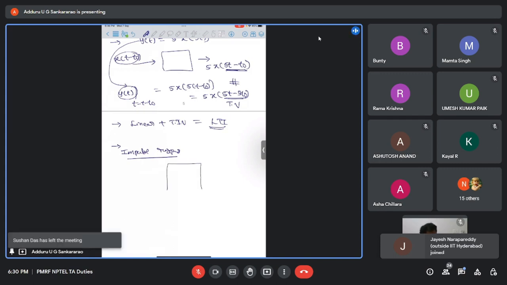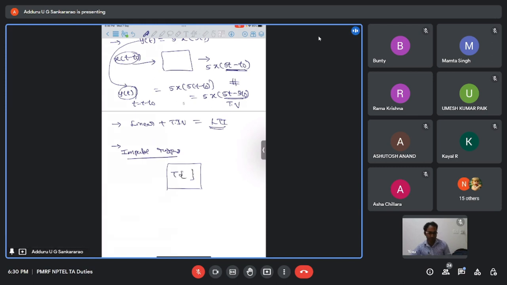Let us say I have some system, where T is some transformation. Now if I give input as del of t, if it is a continuous system, or del of n, if it is a discrete system, then some output you will get. That output we call the impulse response. If we give an impulse as input, whatever output the system gives is called the impulse response.